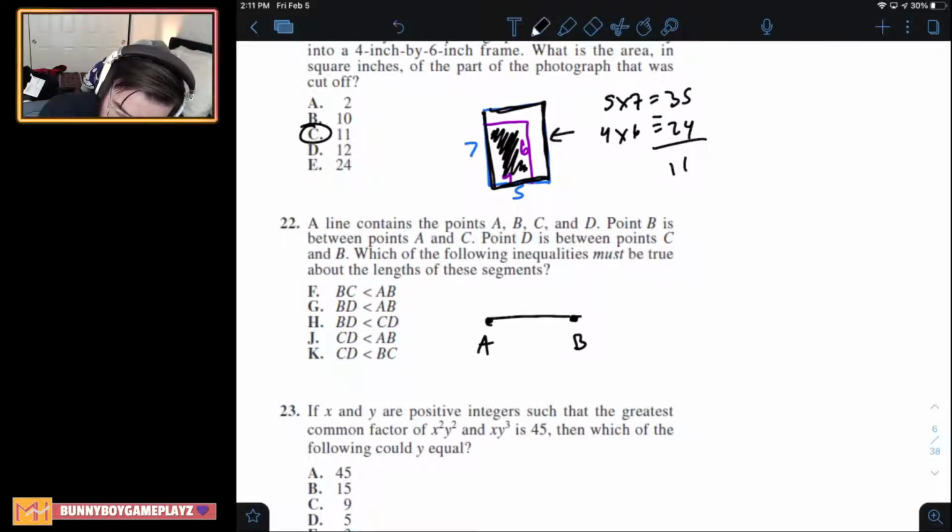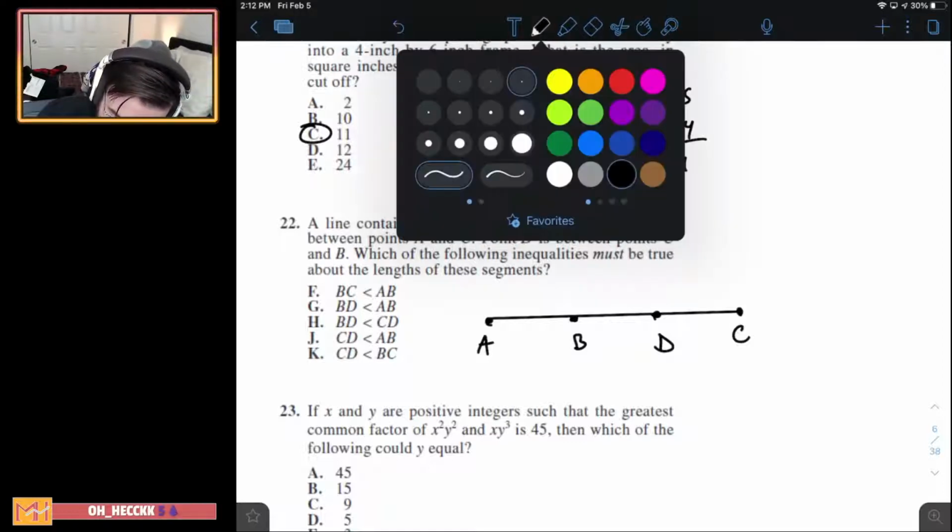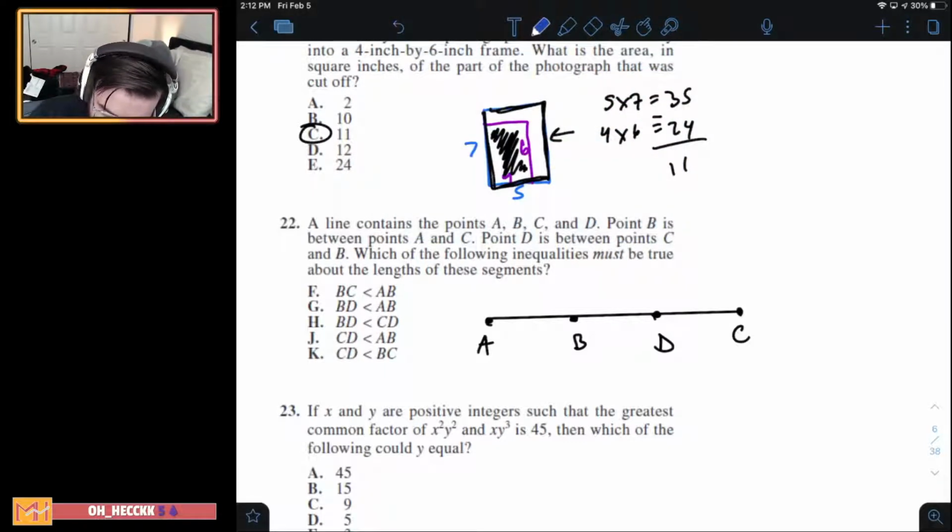So actually I want to do something like this, right? So reading that one more time, B is between A and C, which it is. It's between them. But D is between C and B, which it is. Which of the following inequalities must be true about the lengths of those segments? That's the important part, right? So the must be true part.